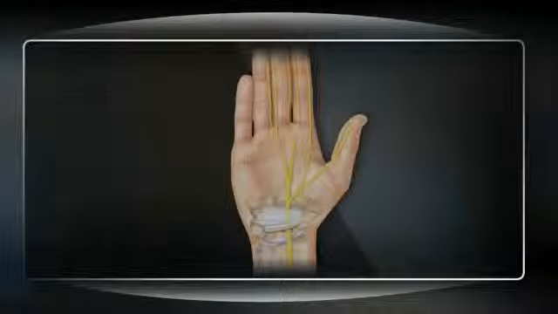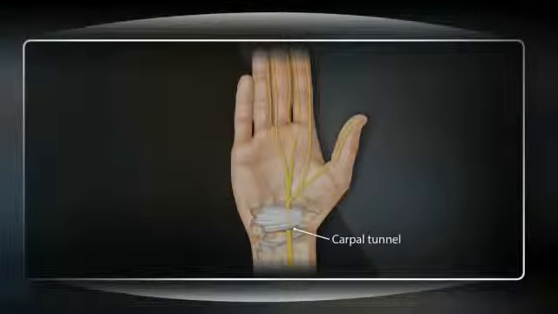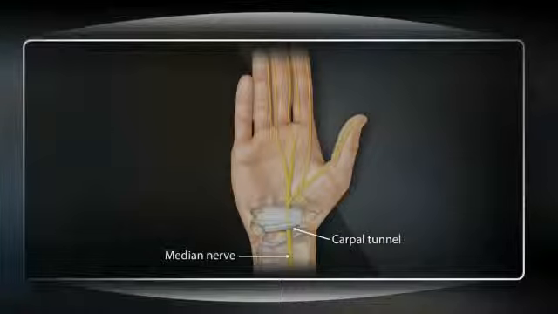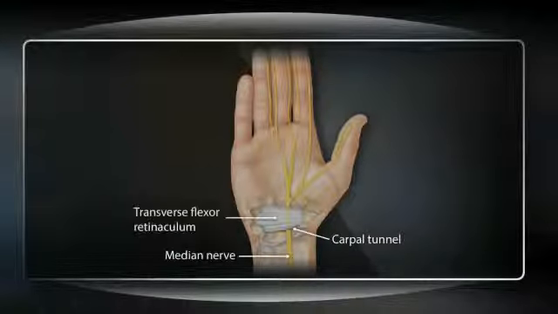Be familiar with the structures in the carpal tunnel. This channel contains the sheath and flexor tendons of the forearm muscles and the median nerve. Holding the tendons and tendon sheath in place is the transverse flexor retinaculum.